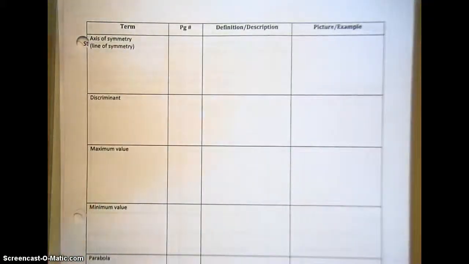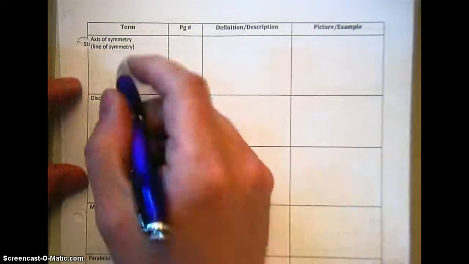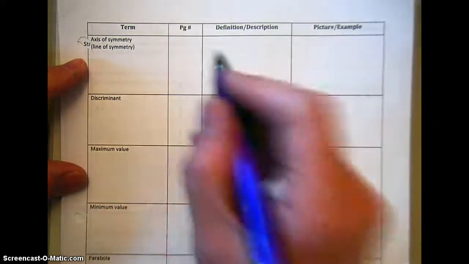But list the definitions and then give a picture or an example. All right, so for instance, it doesn't have to be anything major. For instance, on axis of symmetry or line of symmetry.